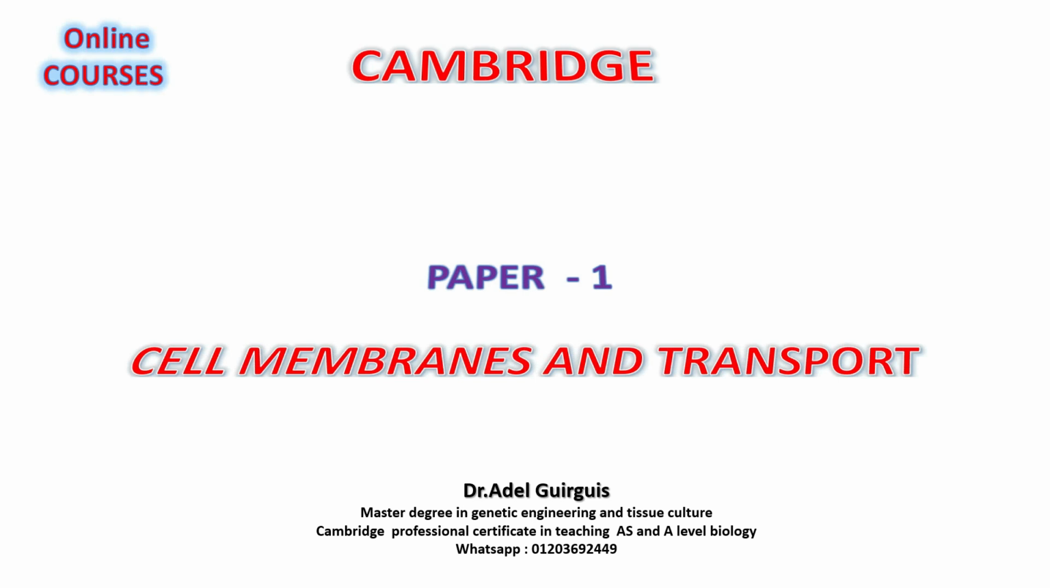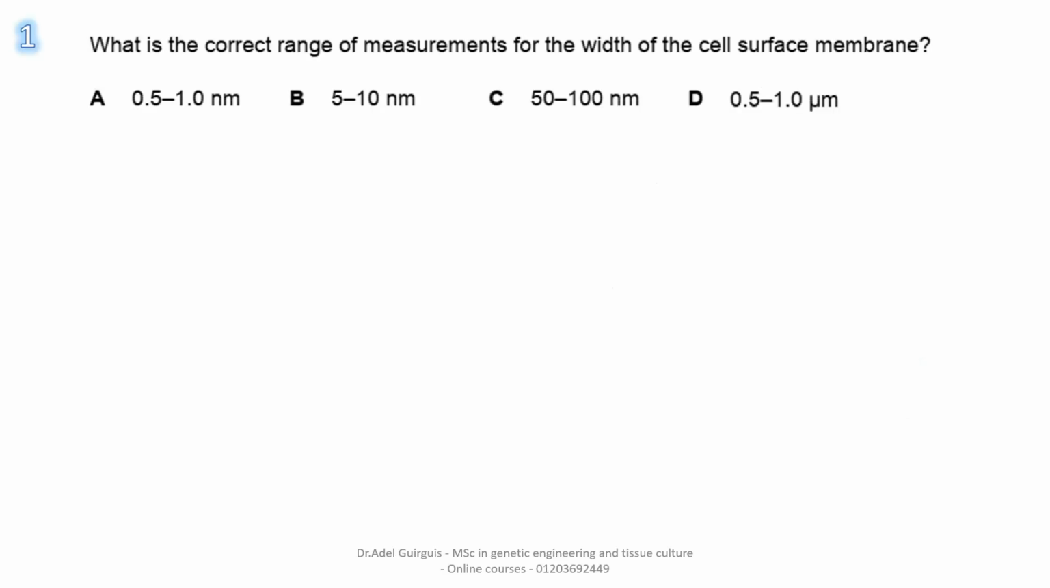In this video we are going to revise paper 1, cell membranes and transport, part 1. Let's start. What is the correct range of measurements for the width of the cell surface membrane? Letter A 0.5 up to 1 nanometer, letter B 5 up to 10 nanometer, letter C 50 up to 100 nanometer, letter D 0.5 up to 1 micrometer.